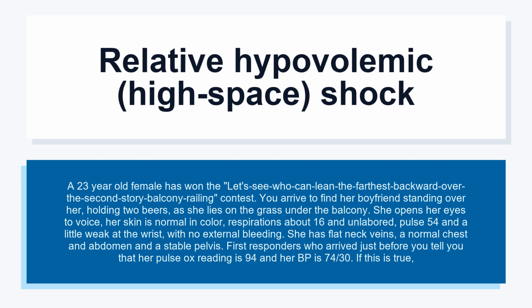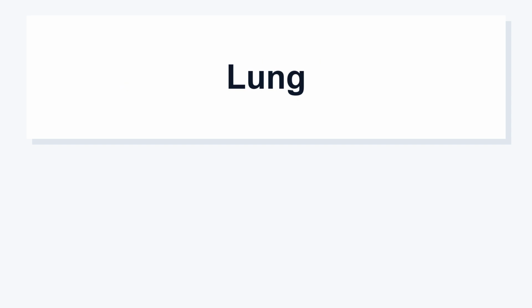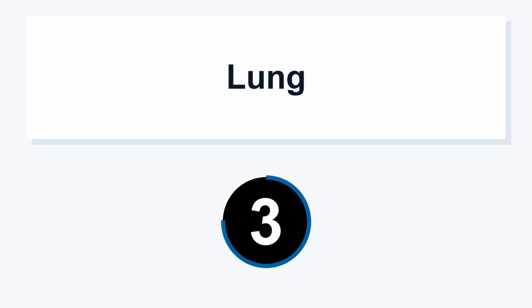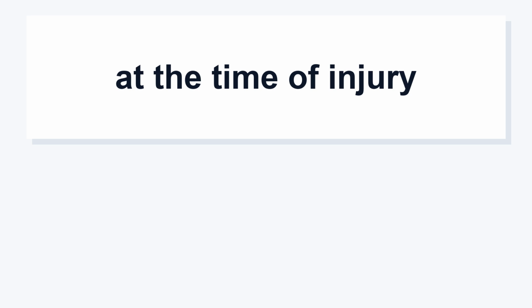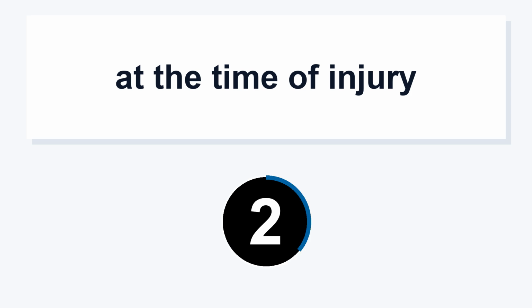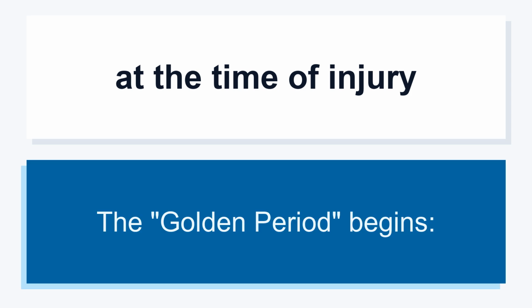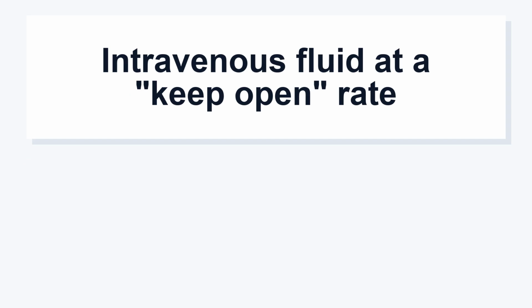First responders who arrive just before you tell you that her pulse ox reading is 94 and her BP is 74/30. If this is true, lung. Which of the following will generally suffer the least structural damage from a gunshot wound from a rifle, at the time of injury? The golden period begins. Intravenous fluid at a keep open rate.